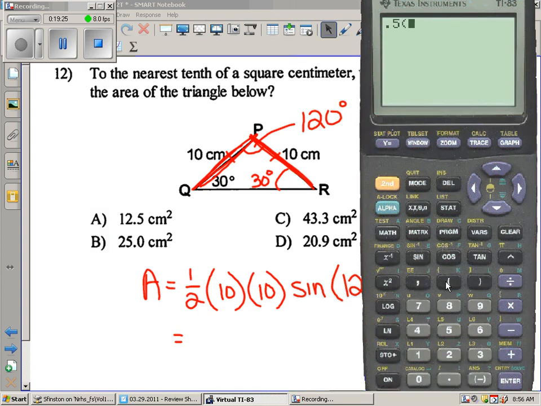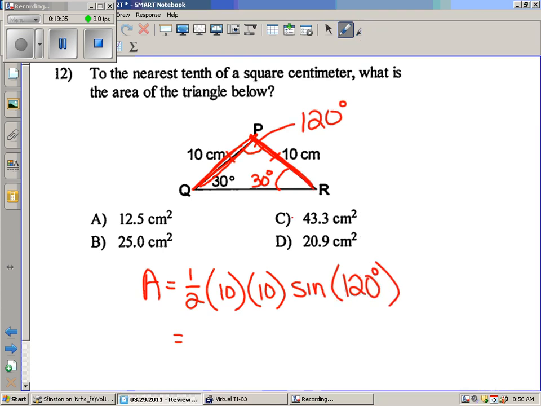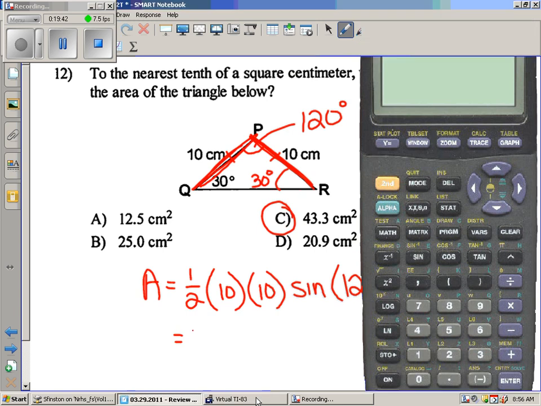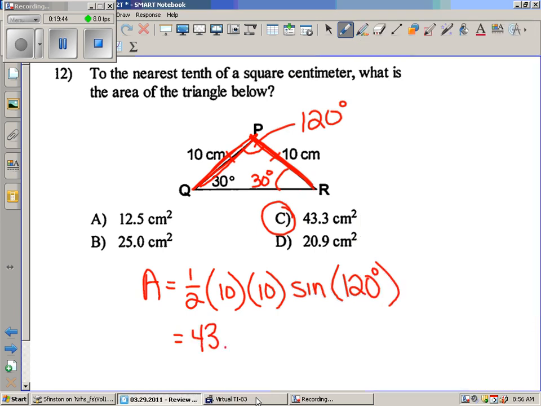Let's see if I could do such a problem without a calculator. Come here, calculator. Come here, old buddy. Friend. Oh, look at that. 43.3. Don't worry. You too, next week, will learn how to do stuff like this in your head.